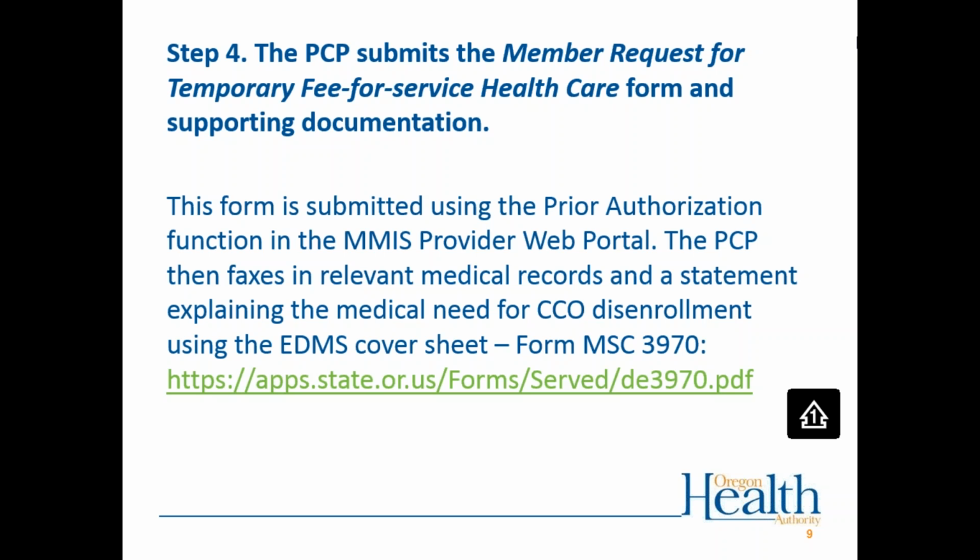The form will get updated to make that a little bit more clear in the future, but that is good background information for you all to know. So the next step is the primary care provider will submit the member request for temporary fee-for-service healthcare form and the necessary documentation. This is submitted using the prior authorization function in the MMIS provider web portal. The PCP will also then fax in any relevant medical records and that statement explaining the medical need for CCO disenrollment. They want to use the EDMS cover sheet. We have a link on your screen to locate that if you're not familiar with that form.